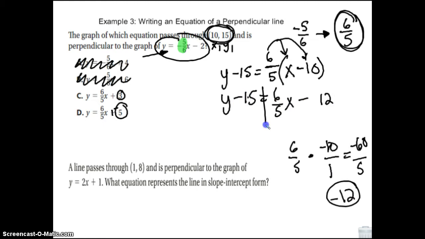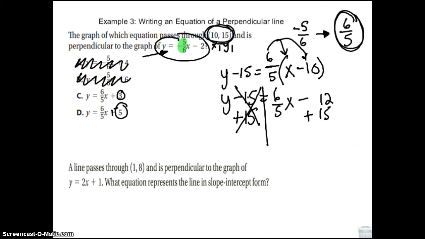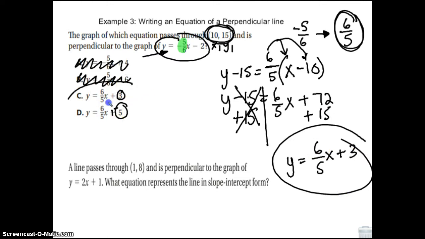The last step is to bring this 15 over to the other side. So we add 15, and we end up with y equals 6 over 5x, negative 12 plus 15 is a positive 3. So my answer is C. C is perpendicular to y equals negative 5 over 6x minus 2.